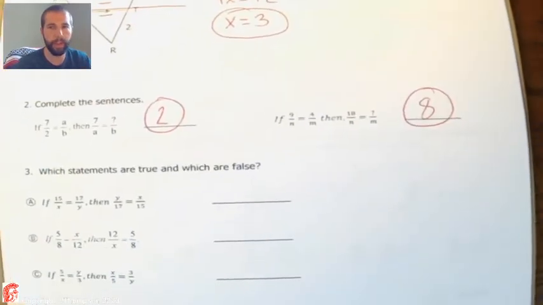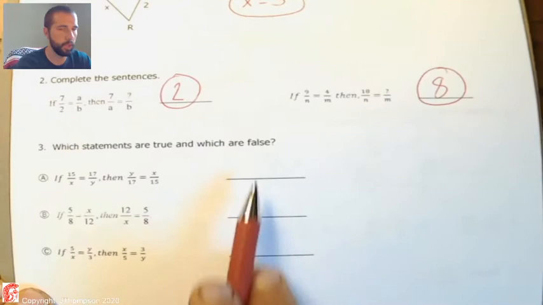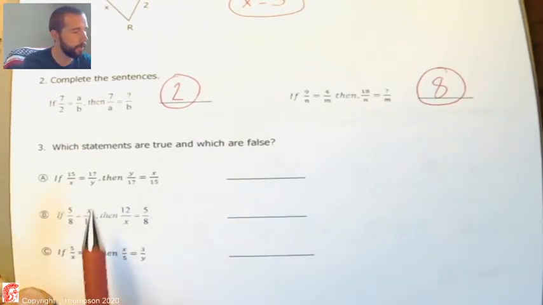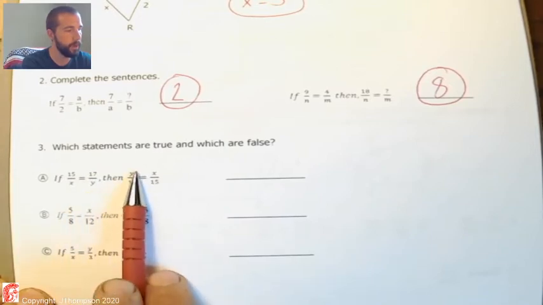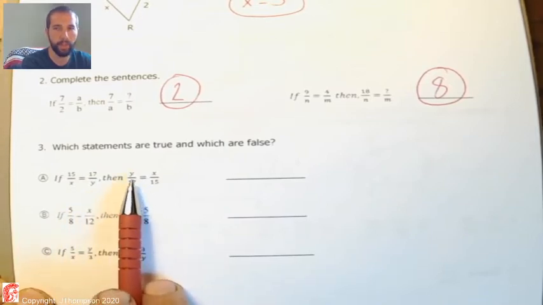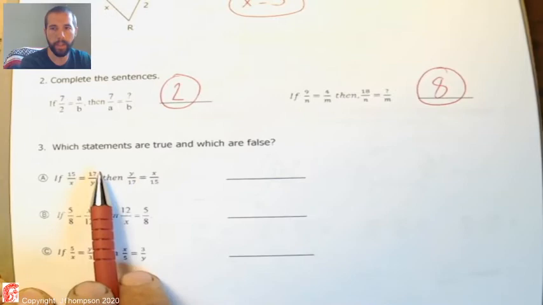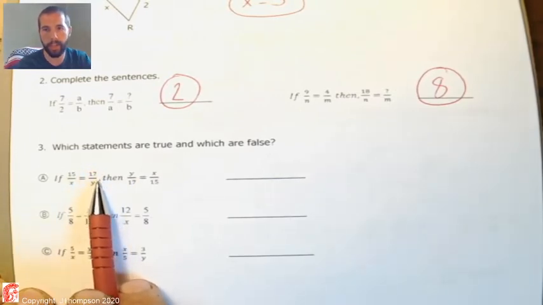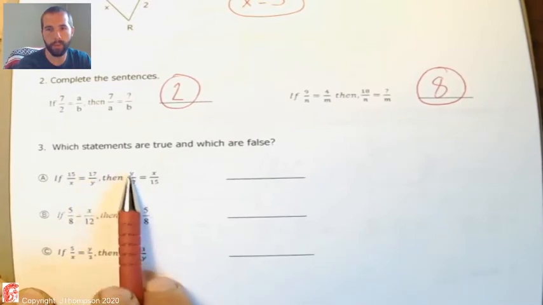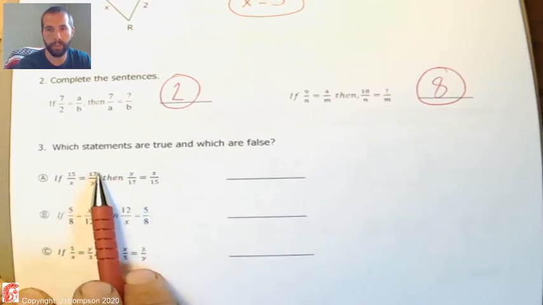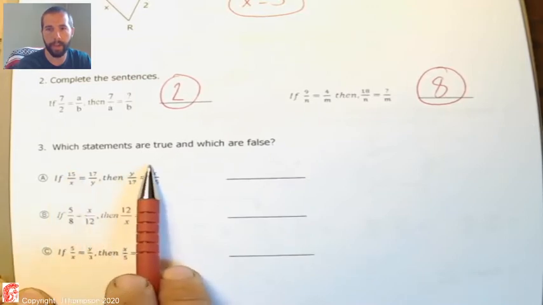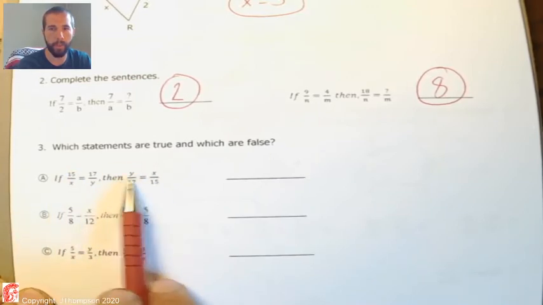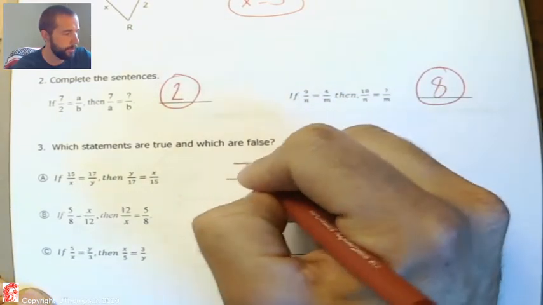Okay, number 3, which of the following is false? We'll just write true and false on all the lines here. So the first one, we have 15 over x equals 17 over y. And then we have y over 17. So what did we do? How did we get y over 17? Well, we took the second ratio here, and we just flipped the numerator and denominator. So 17 over y became y over 17. So if we flip this numerator and denominator, we have to flip this numerator and denominator. So that would become x over 15. So since they both just flipped, that one's true.